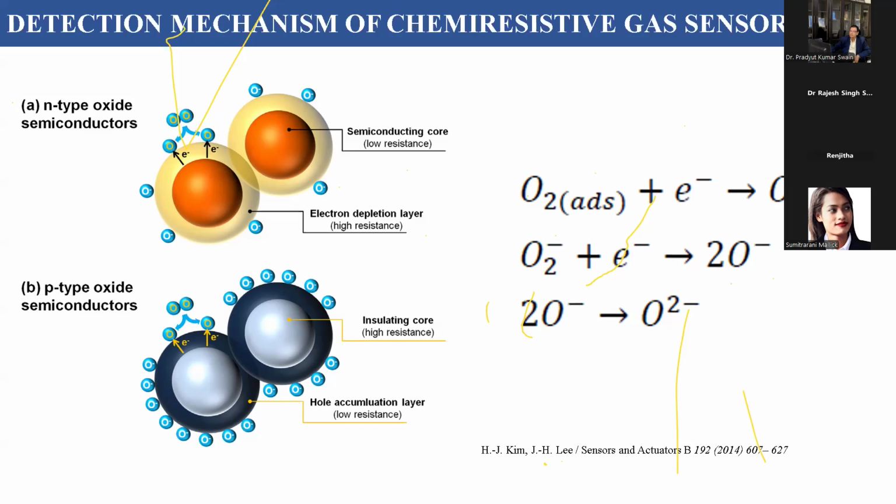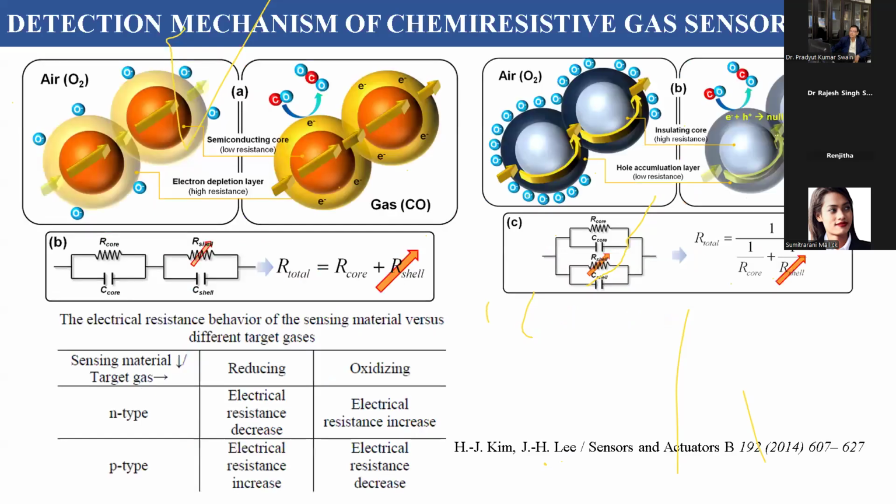If you have N-type oxide surface, P-type oxide surface. If N-type oxide surface is there, there will be an electron depletion layer. In the P-type oxide semiconductor, there will be a hole accumulation layer. Now, when you expose these surfaces, the active material with this type of electron depletion layer or hole accumulation layer, then this layer is the one which is going to interact with the target gases, whether you are sending reducing gases or oxidizing gas.